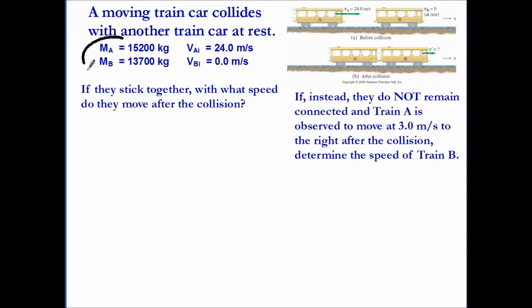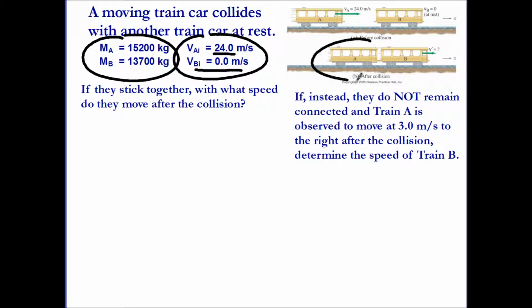I gave you some data here, just masses. I gave you some velocities. You can see that car B is not moving to begin with. Car A is moving at 24 meters per second. That's a pretty good speed. And we want to determine how fast the train cars move when they collide.